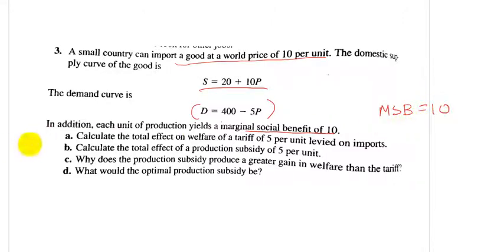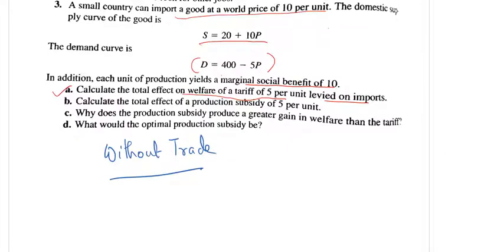Now in our first sub-question, we need to calculate the total effect on welfare of a tariff of 5 per unit of levy on imports. Now without trade, demand is equal to supply, that is 400 minus 5p equals 20 plus 10p, and upon equating this, the country produces 100 units and consumes 300 units, thus importing 200 units.